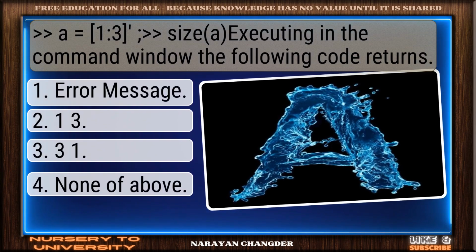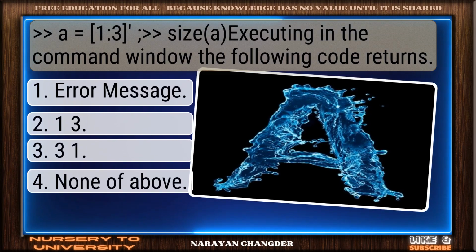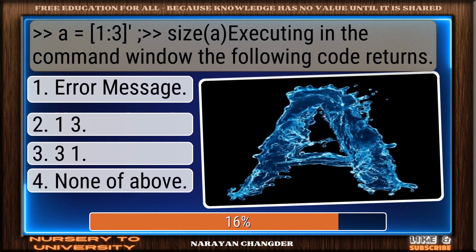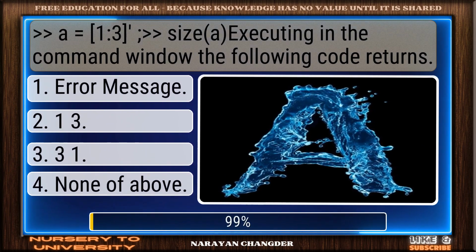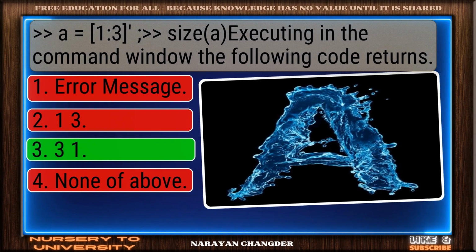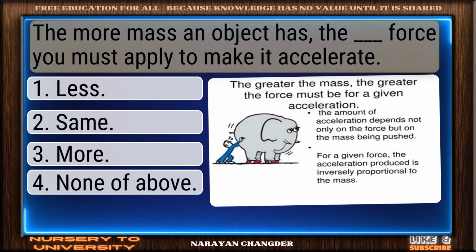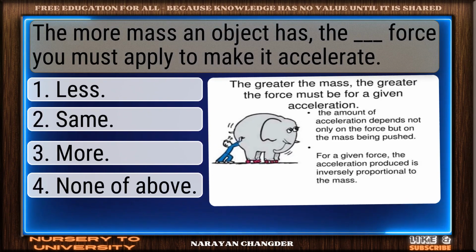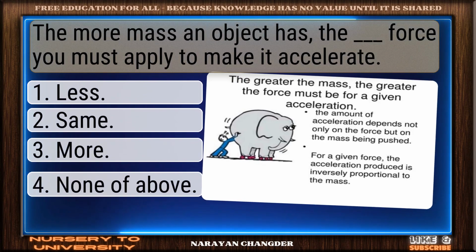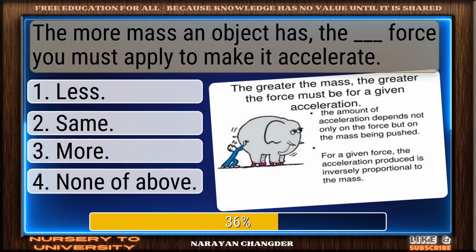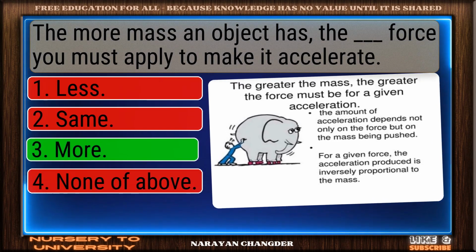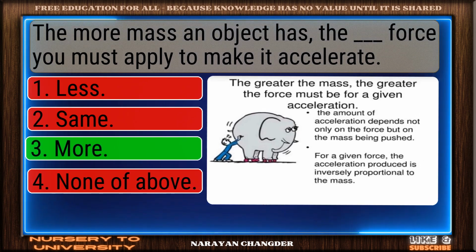Executing in the command window the following code returns. You got it. Your choice 3-1 is right. The more mass an object has, the dash force you must apply to make it accelerate. Great job. More is the accurate answer.